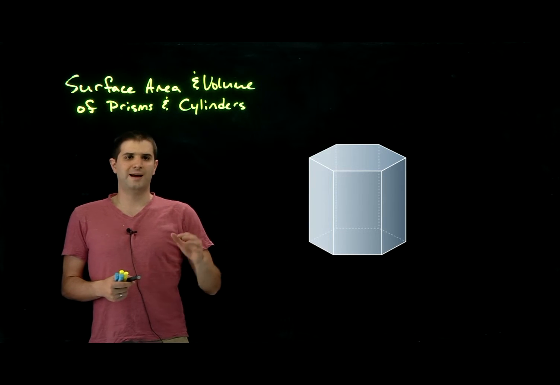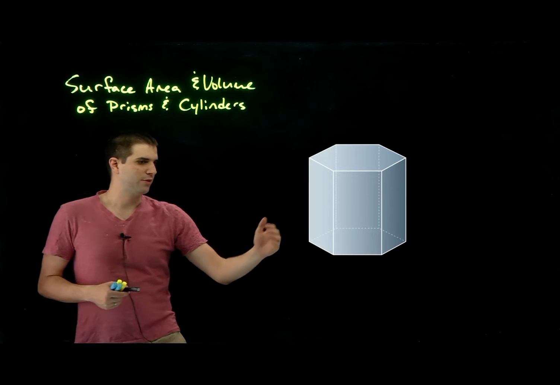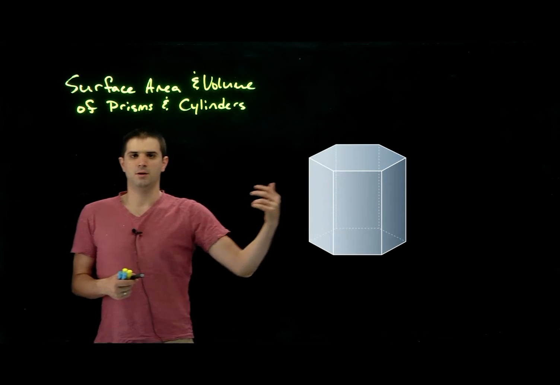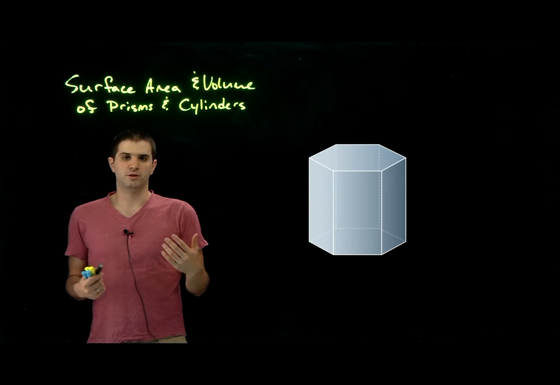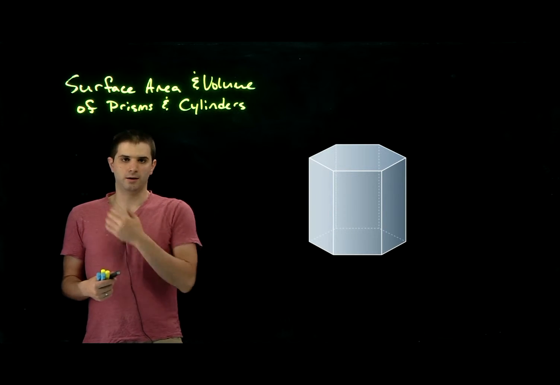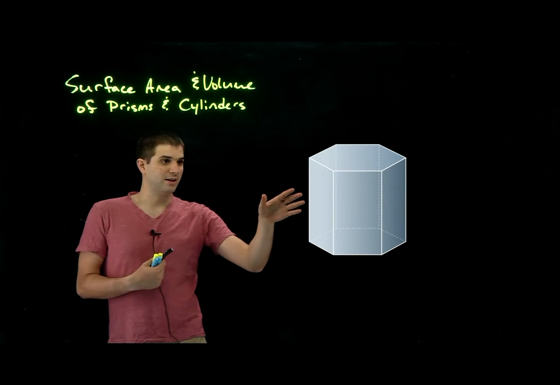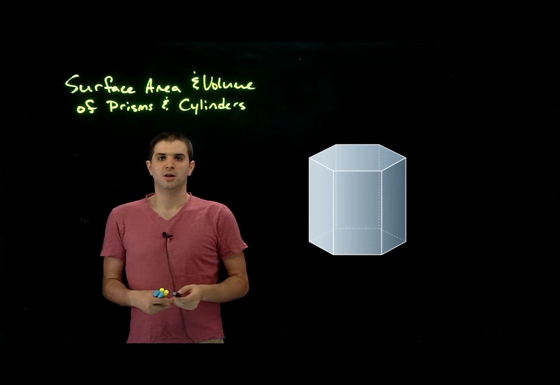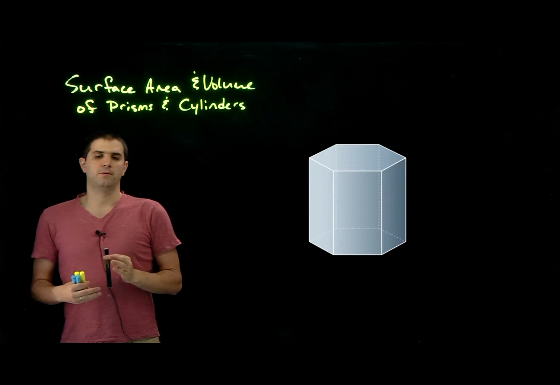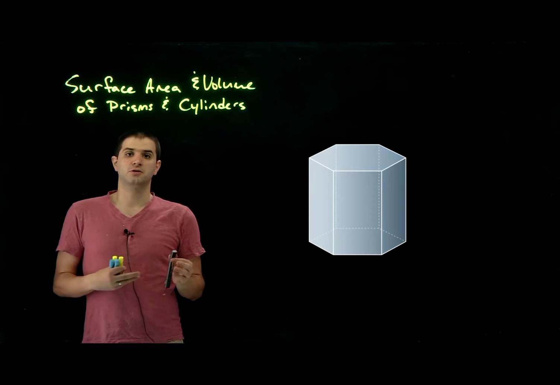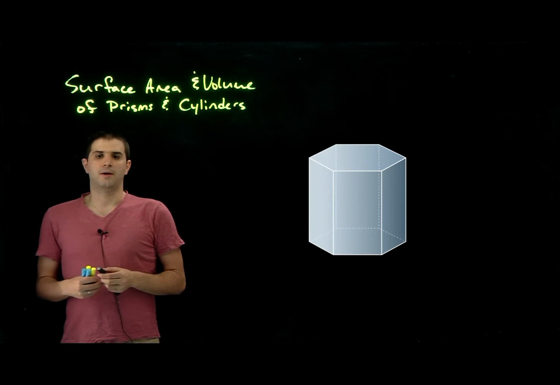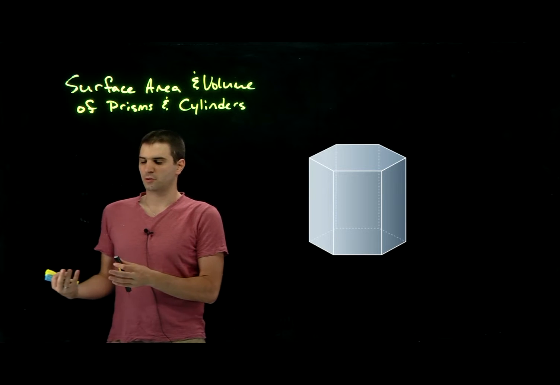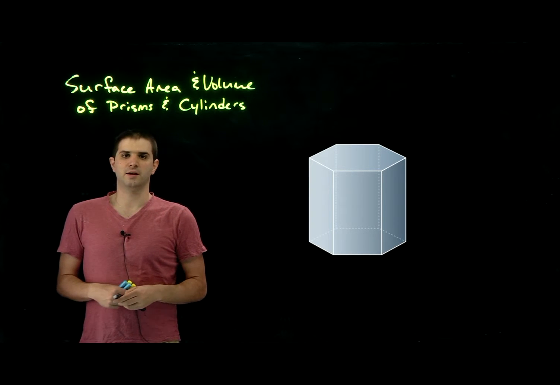So then what you have is two bases, and then you have a group of faces, which, depending on the shape, you know, this is a hexagonal prism. So a hexagonal prism has 6 faces. I just want to talk about the anatomy, the parts of a prism, and then we're going to get into the formulas for surface area and volume.